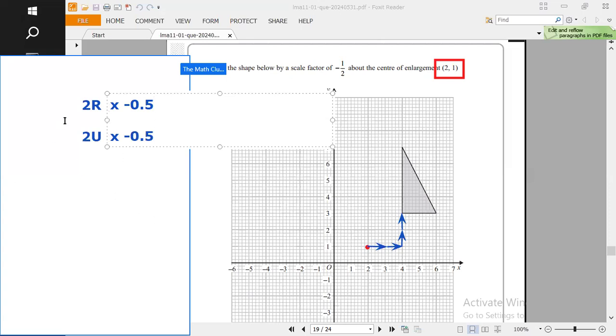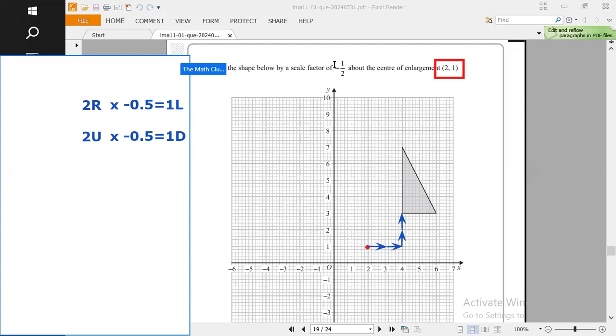When you multiply, we multiply the numbers first. 2 times 0.5 is going to be 1, so equals 1. Now, what does the negative sign mean? The negative sign means the direction should change. So this one is right, and it will become left, like this. Same idea with this one. Here, 2 times 0.5 is going to be 1, and up will become down because of the negative. So the negative sign will change the direction of movement.